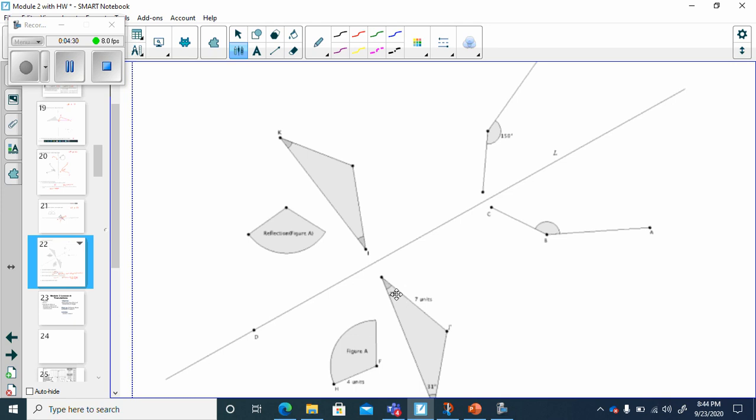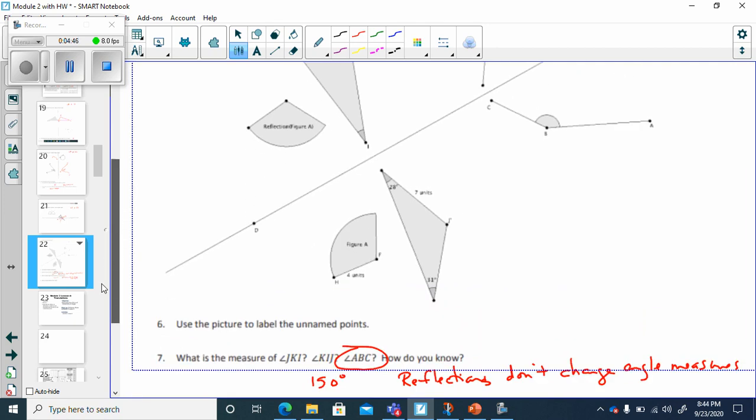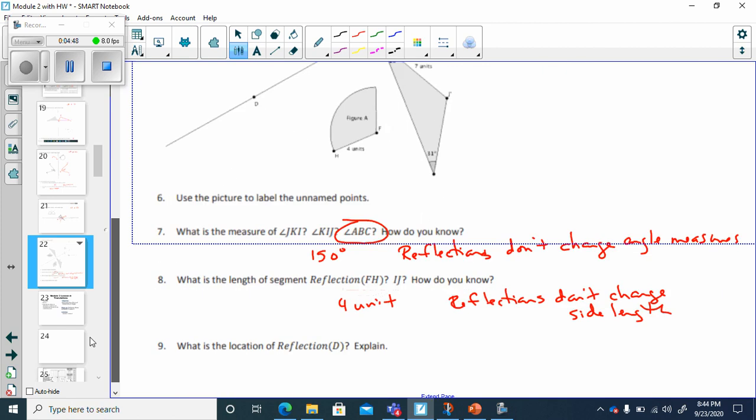If this angle's 28 degrees, wouldn't this one be 28 degrees since they're reflections of each other? If this one's 31 degrees, wouldn't this one be 31 degrees because they're reflections of each other? Whenever you reflect something, the angles don't change, nor do the side lengths. Okay? Now, that covers everything we're going to talk about on reflections. Next thing up is going to be translations.